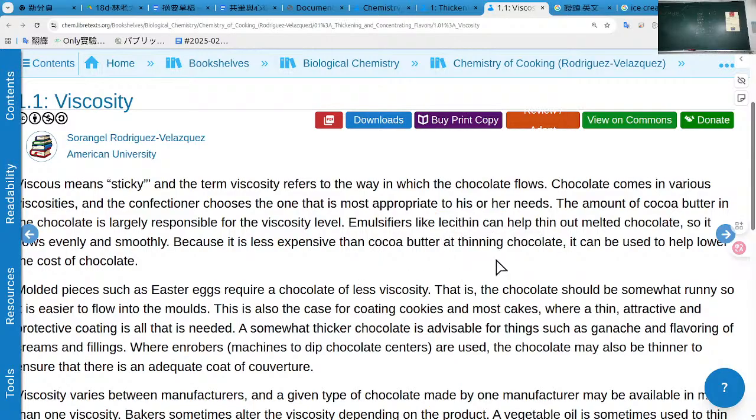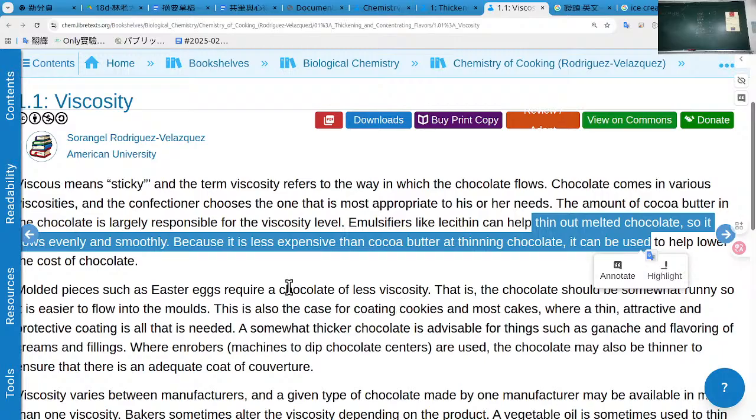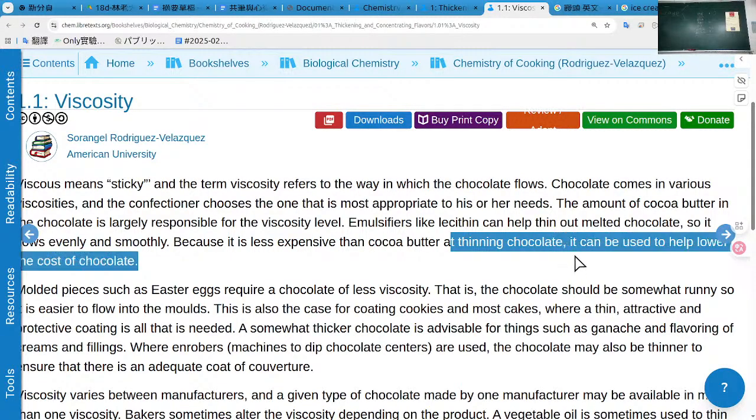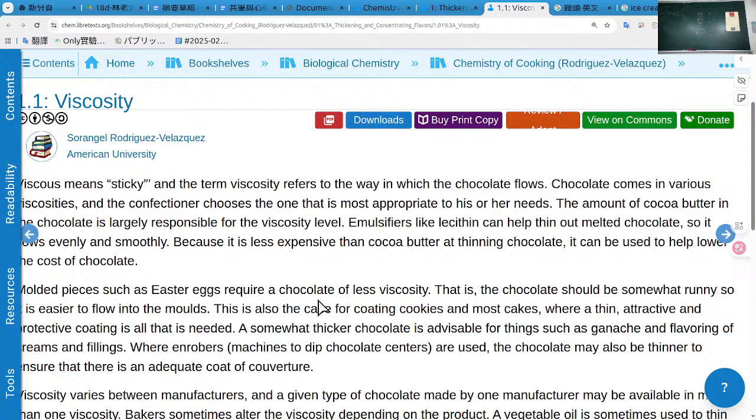This thing can help thin out melted chocolate so it flows evenly and smoothly, because it is less expensive than cocoa butter for thinning chocolate. It can be used to help lower the cost of chocolate. Okay, let me move here.